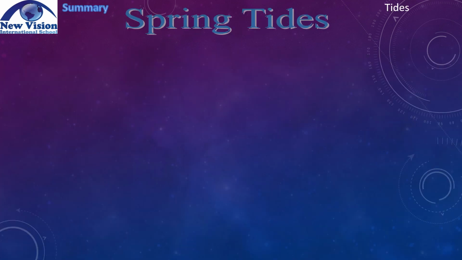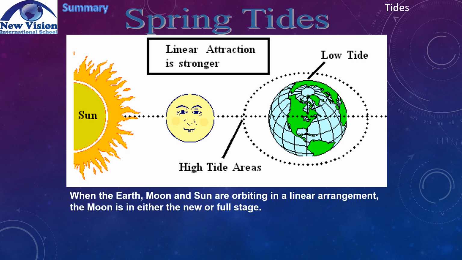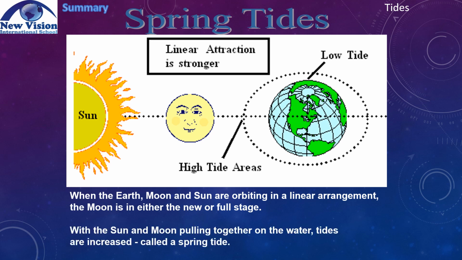Spring tides. So remember, when the earth, moon, and sun are orbiting in a linear arrangement, the moon is in either the new or full stage, with the sun and moon pulling together on the water. Tides are increased, called a spring tide. So remember, spring tide comes from an Old English word, springen, meaning to jump.